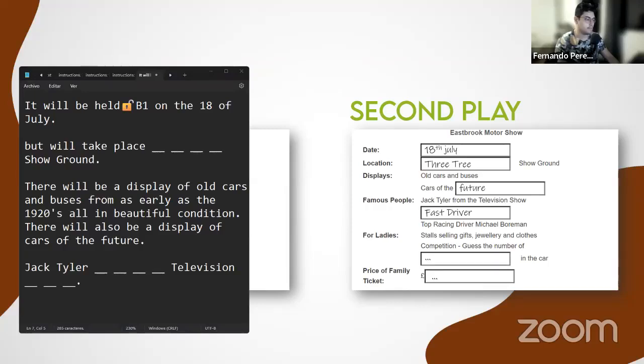You will also have the chance to see some great people from the motor industry. Jack Tyler, famous presenter of the television show Fast Driver.